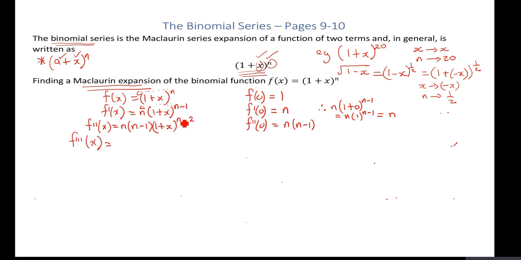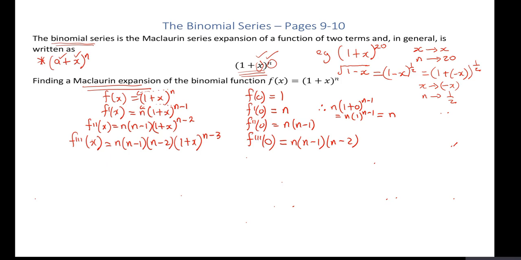It will have to be n minus 2 times whatever's before, 1 plus x. So it will be n times n minus 1, n minus 2 multiplied by 1 plus x, subtract 1 from the index, n minus 3. And what do you think is the third derivative at 0? n minus 1, n minus 2. So I am obtaining the coefficients of the terms.